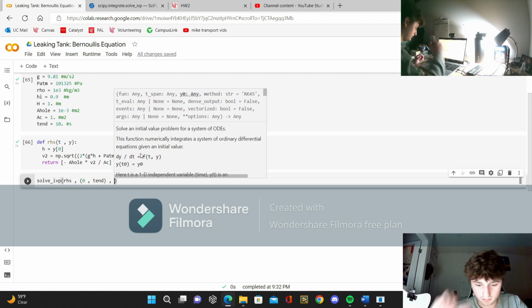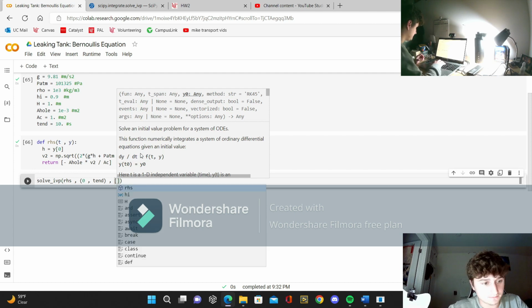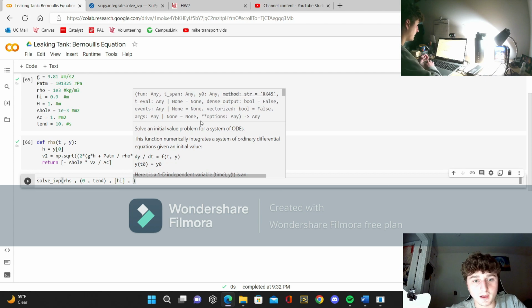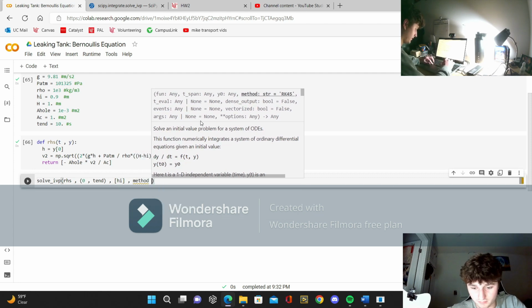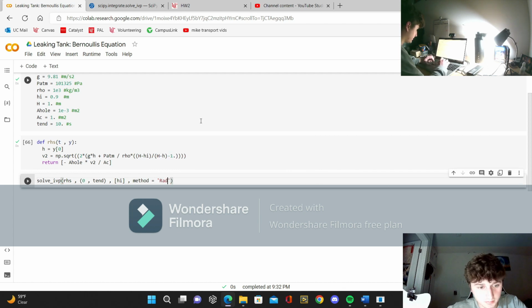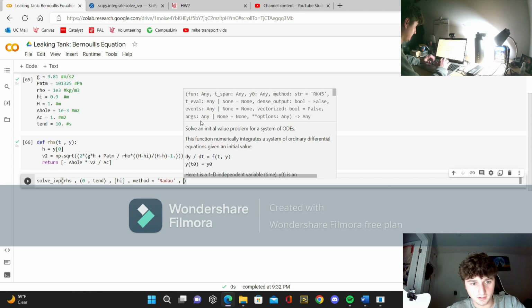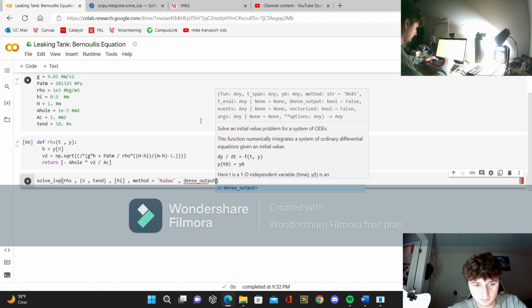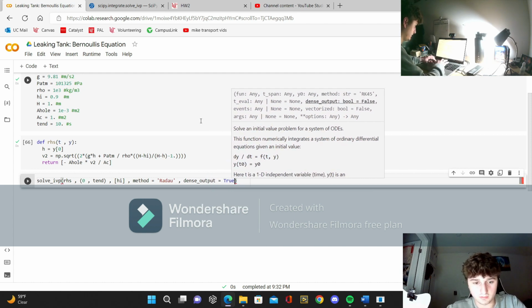We need our initial, which is going to be our initial height, our initial value. Method, we are going to use the Radau method. Radau, however you prefer to pronounce it. I spelled this wrong last time and it put me in a pickle. And then the last thing we need is dense underscore output, which is going to be equal to true.